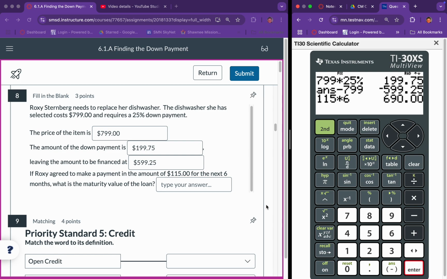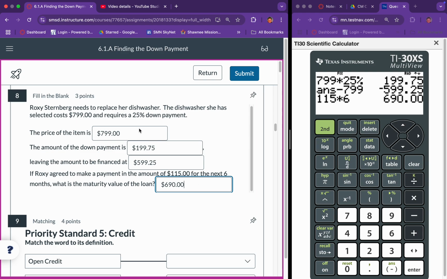We're going to hit enter, and that means that she will have paid them back $690 even. And you'll notice that's a little bit more than she borrowed. That's basically $90 more than she borrowed. And that's the price of taking out the loan. That's what's called the interest.